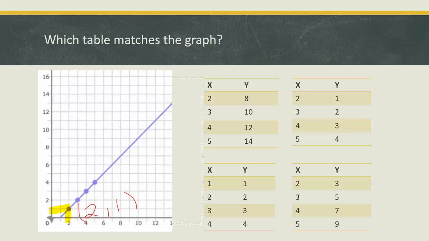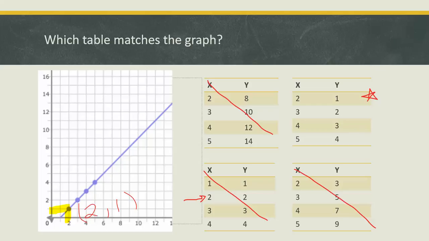I'm going to go ahead and look at my tables and see if any of them have the point 2, comma 1. First table says when x is 2, y is 8. So that one's not going to work. Second one says when x is 2, y is 1. That looks promising so far. This one down here, I'm going to find when x is 2. When x is 2, it says y is 2. That's not true. And the last one says 2 and 3. Well, that doesn't work either.